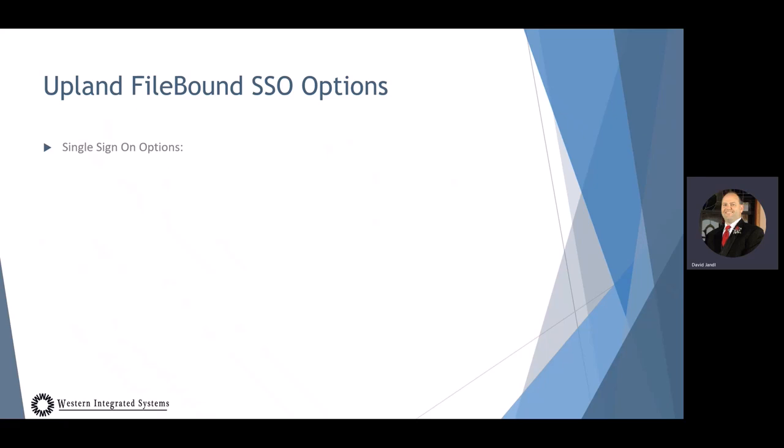Some of those single sign-on options include Microsoft Active Directory, so if you have something on premise, you can use that. Okta, which is a very popular option for cloud-based management of your directory of your users and groups. Microsoft Azure, which is also very popular these days. Ping Identity, and then there are other options out there. So you can reach out to us with any other possibilities, and we can talk about those.